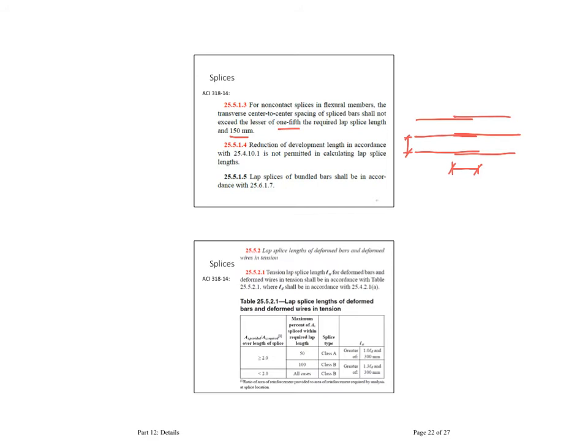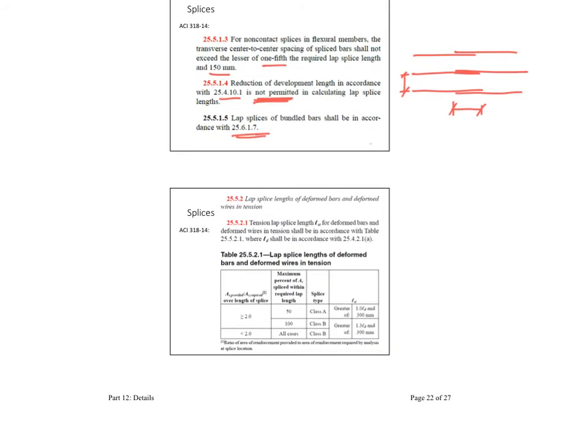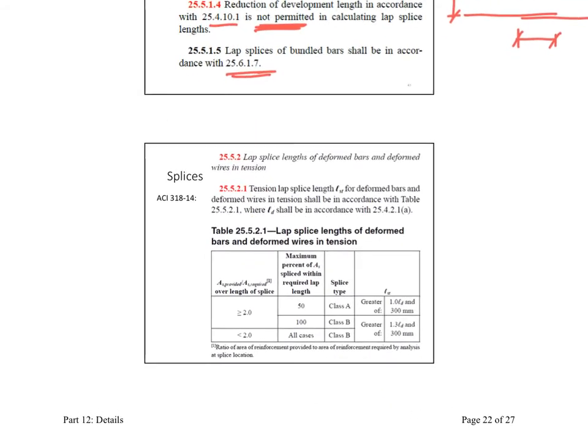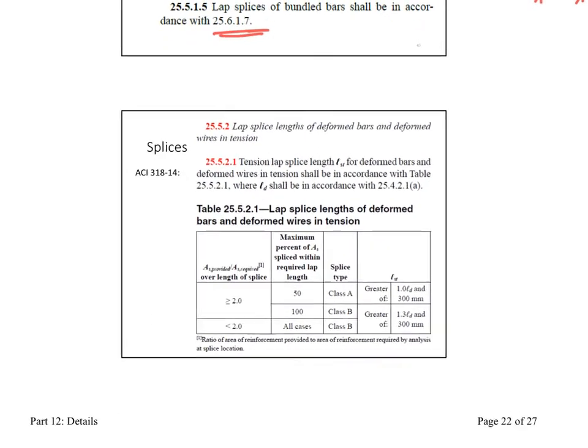Reduction in development length in accordance with the provision that we talked about is not permitted in calculating lap splice. You cannot reduce the lap splice distance. Remember, we talked about AS required divided by AS provided. That does not apply to splice length. And then lap splices of bundled bars shall be in accordance with 25.6.1.7. It's a hassle to splice bundled bars. That's why they have a special provision for it.